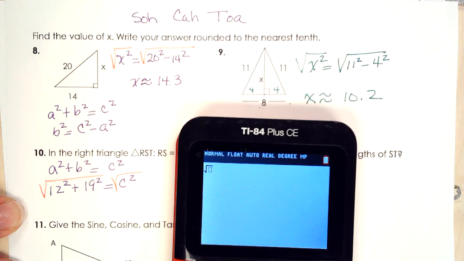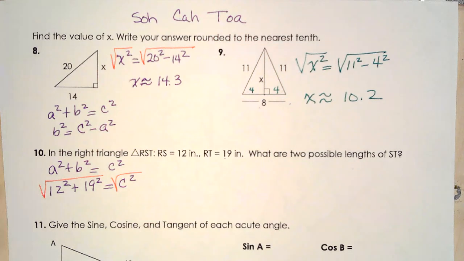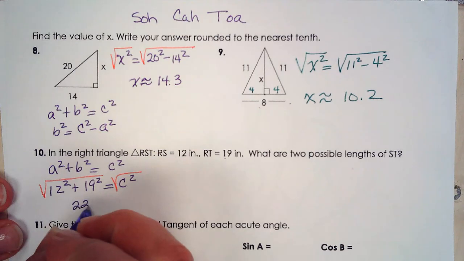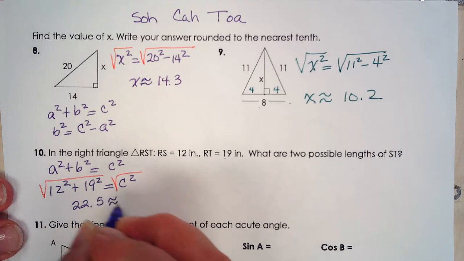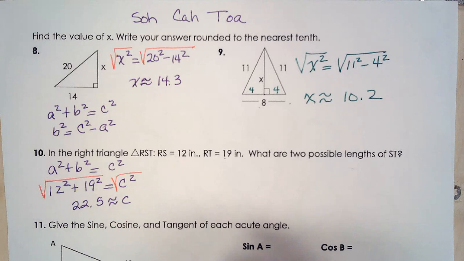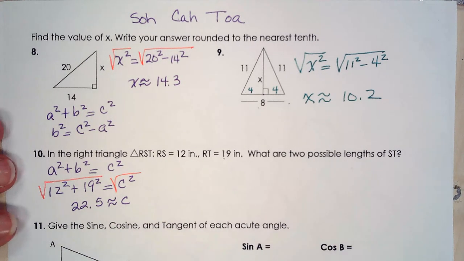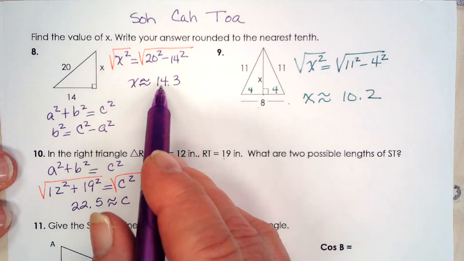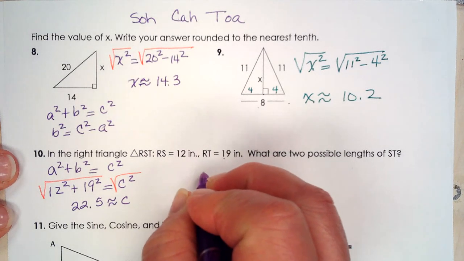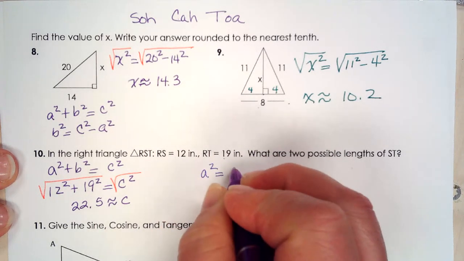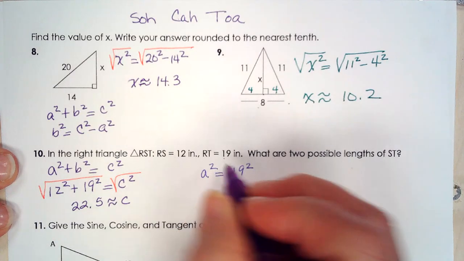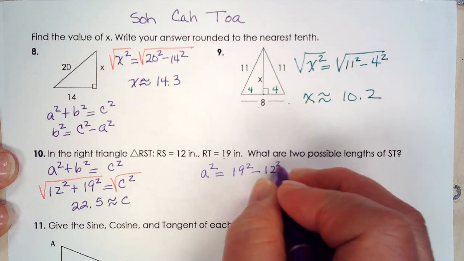And now I've got 12 squared plus 19 squared, and I end up with about 22.5. In this case, I used that third side as my hypotenuse. But what if it was a leg? Well, the same thing's going to happen, only this time you're going to have to subtract. So I'm going to say a squared is equal to 19 squared, because it's the largest one, minus 12 squared.